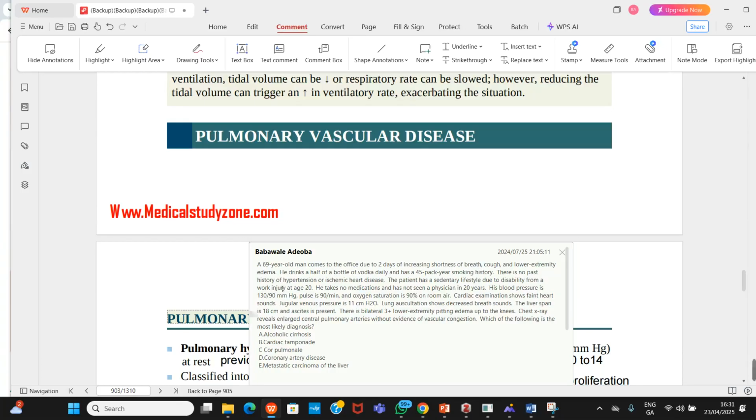So riociguat is more like an analog of cGMP. I think it's one of the new drugs in town. So that one too can help them, cGMP. All right. I don't think I have any question here? Okay, I think I do. Let's check. That's pulmonary hypertension.